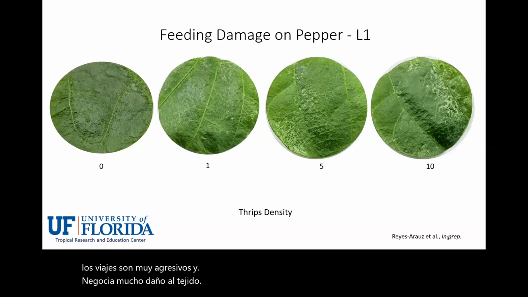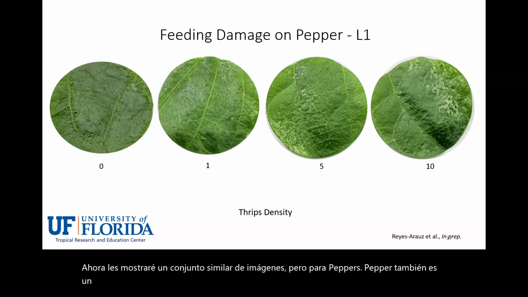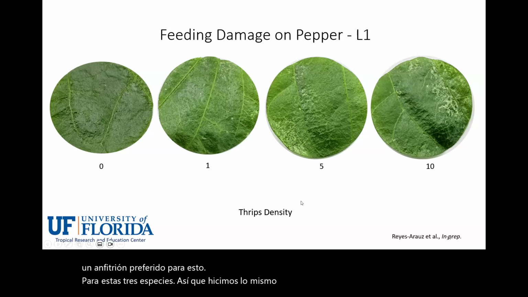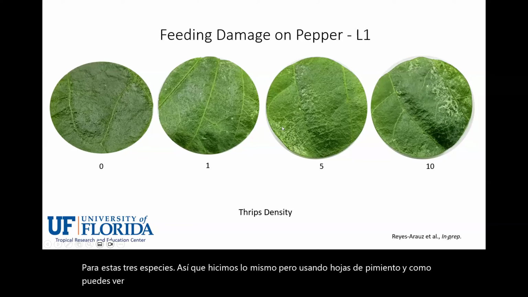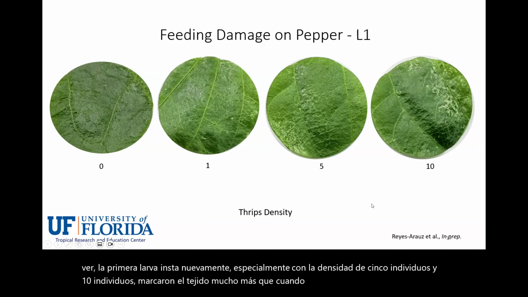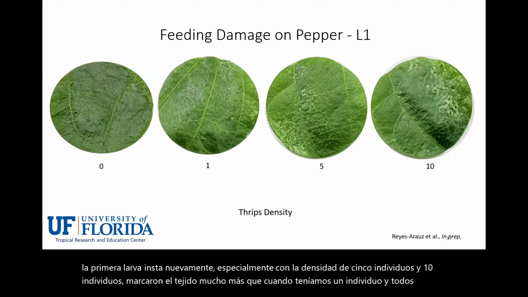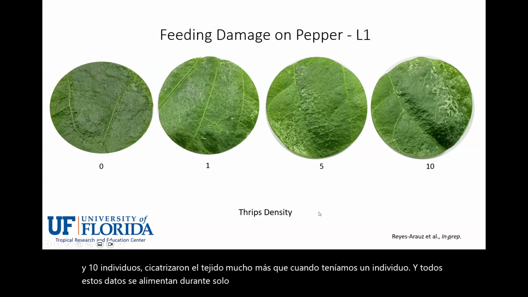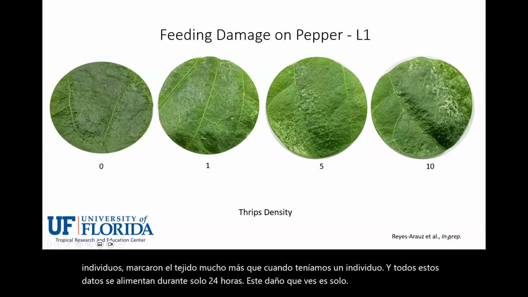Now I'm going to show you a similar set of pictures, but for peppers. Pepper is also a preferred host for these thrip species. So we did the same thing, but using pepper leaves. And as you can see, the first instar larva, again, especially at the density of 5 individuals and 10 individuals, they scarred the tissue a lot more than when we had one individual. And all this data are feeding for only 24 hours. This damage that you see is only caused within 1 day.